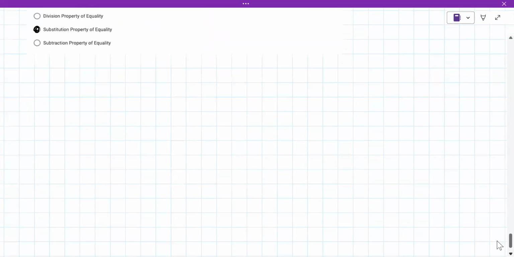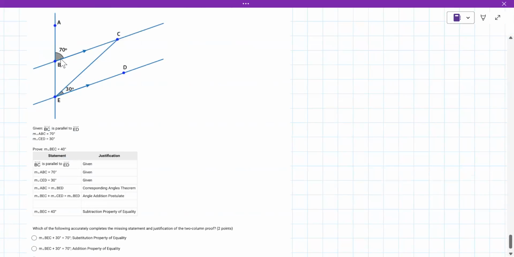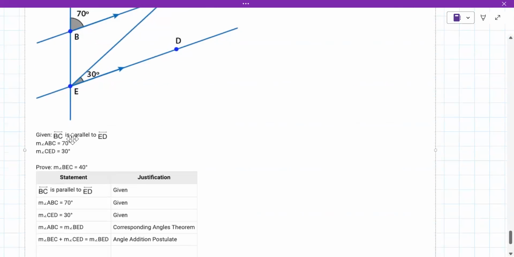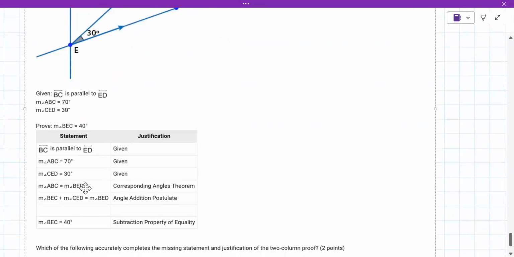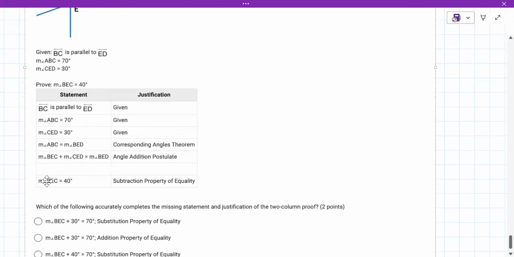Shortage of challenging problems. All right, so let's take a look here. There's so much here. All right, given BC. Okay, so sometimes you can go down to what's missing. What's missing is that they somehow do something with CED and BED. Like something happens with those.